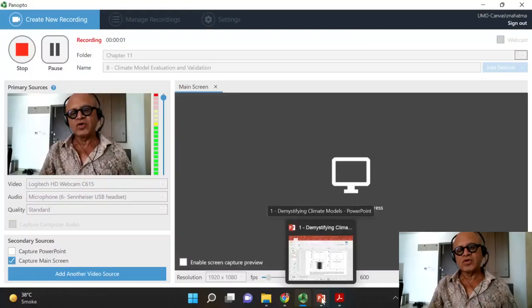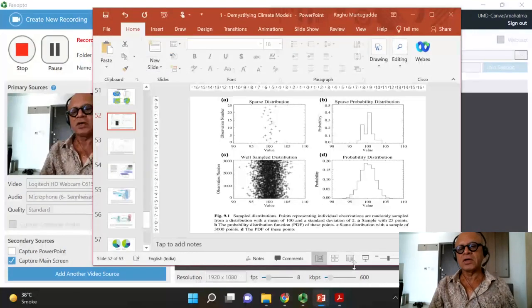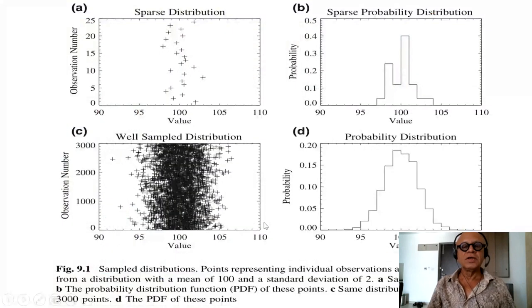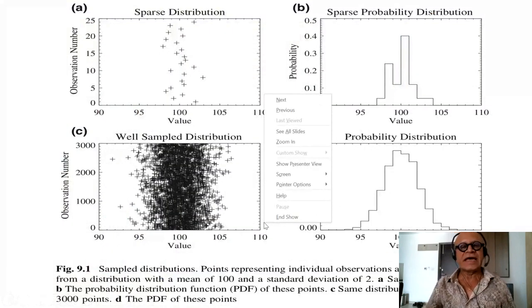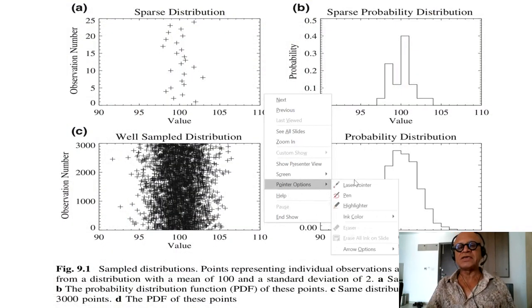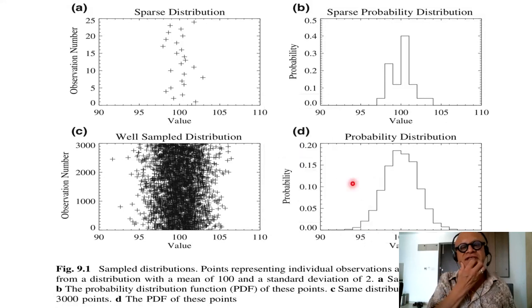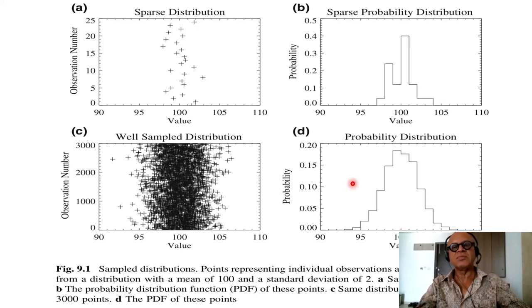Okay, next up on this demystifying climate models is model evaluation and validation. I think you have some intuitive sense about what we mean by evaluation versus validation. Evaluation is about making sure that the model does what it is supposed to do, let's say just the seasonal cycles, El Niños, monsoon, and so on.